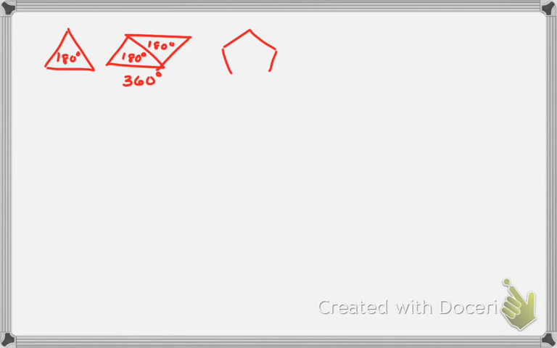Pentagon. How many triangles are inside a pentagon? 1, 2, so 3. If each of those has 180 degrees, how many total degrees is inside of there? 540.